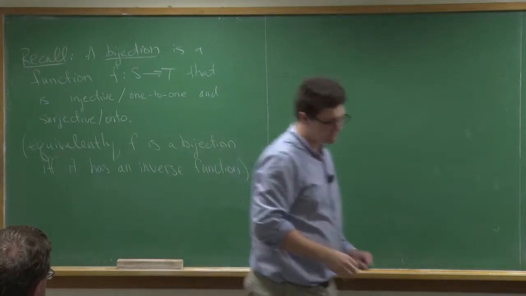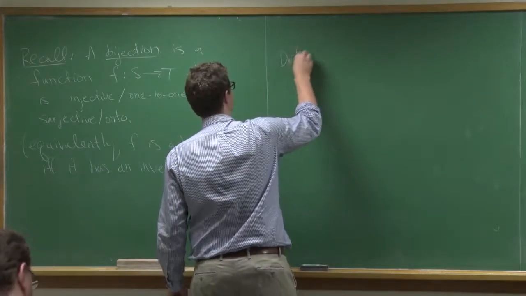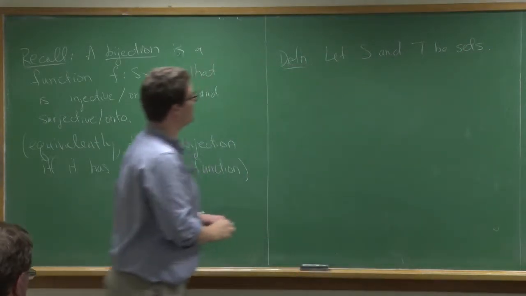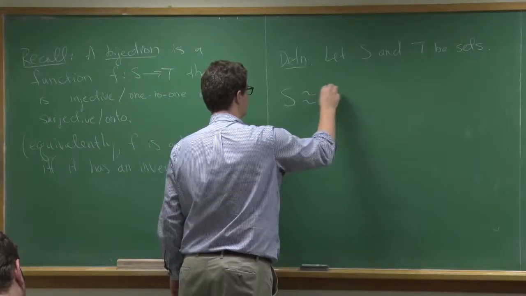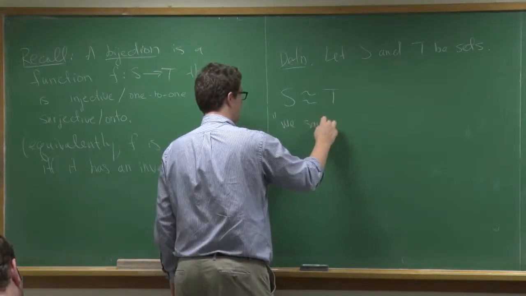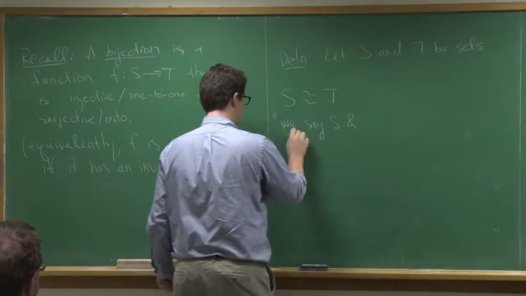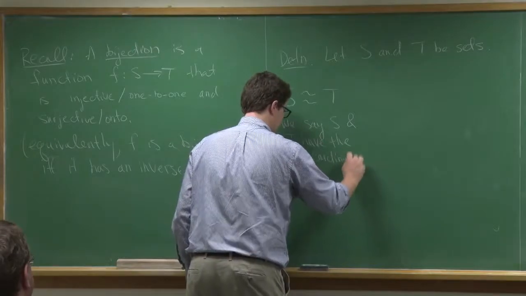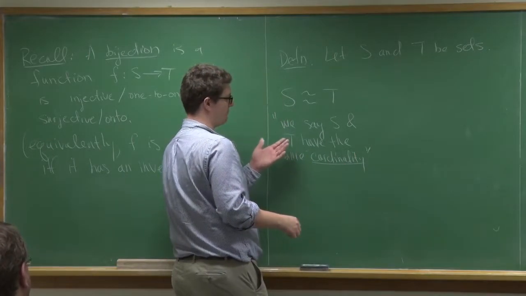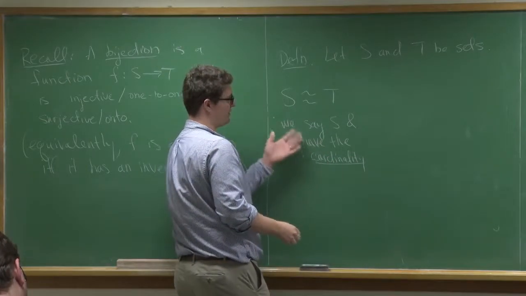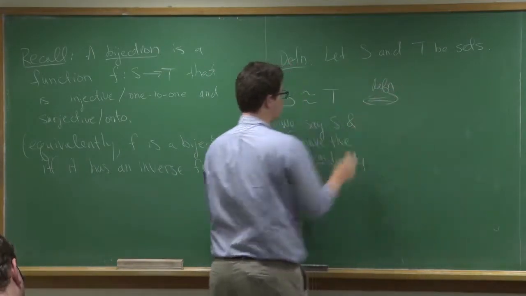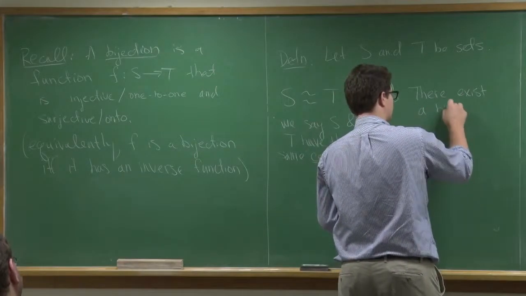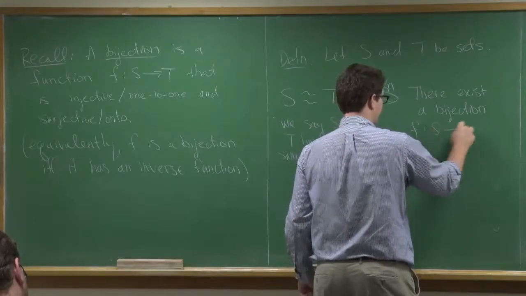Okay. So let me just give you the definition. So let S and T be sets. Okay. So S is equivalent to T, and so we say, and this is the notion that I'm defining, S and T have the same cardinality. Let me just get rid of the quotes there. So this is the equivalence relation if and only if, and this is the part that I'm defining. I'm going to define this side over here. If there exists a bijection f from S to T.